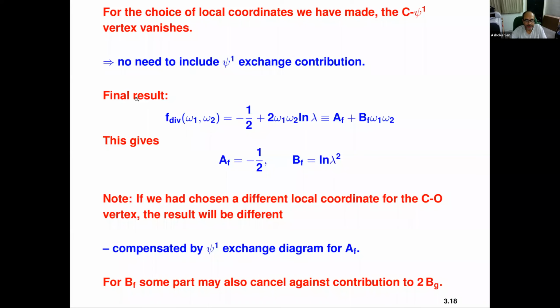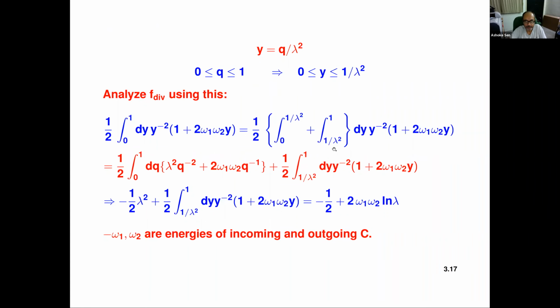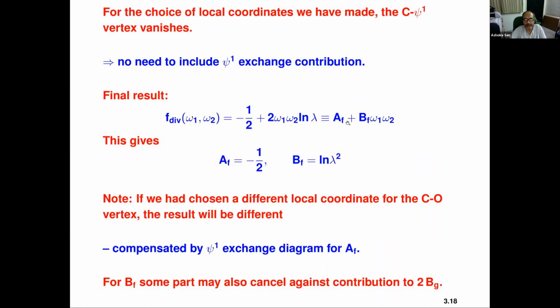So then the final result is given here. That's what we found in the last slide here. And these you now identify as AF plus BF omega 1 omega 2. And so here are the promised answers. AF is minus half, BF is log lambda square.